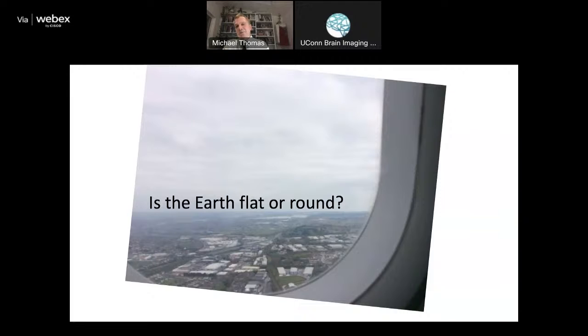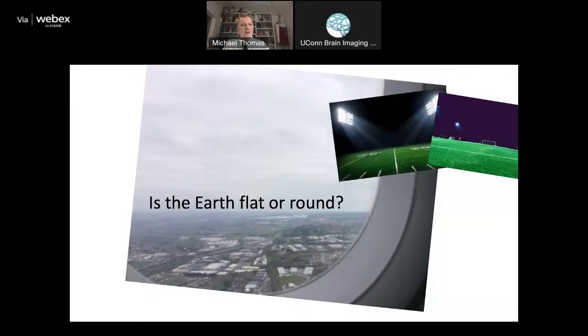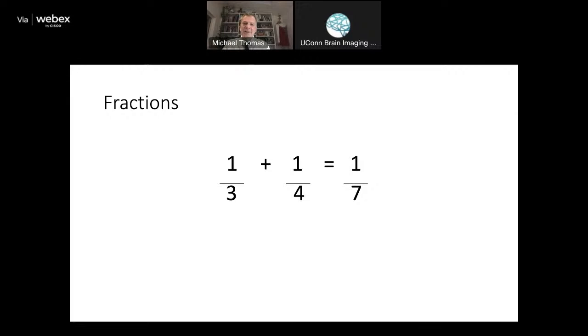Is the earth flat or round? Well, it really looks flat. And if you're 6 years of age, you spent quite a long time playing football on pitches that feel flat. And then the teacher tells you, no, the earth is actually round. Fractions: kids have learned now that 3 and 4 is 7, but is a third and a quarter a seventh? No, it's not. It's 4.083 sevenths. So somehow we have to be able to ignore the previous knowledge that we have from learning numbers when we go to fractions.